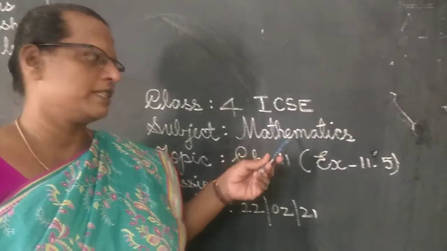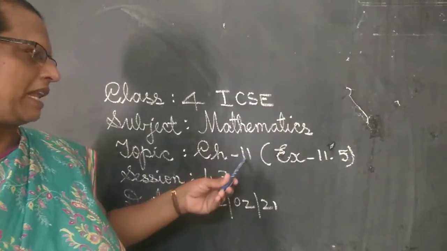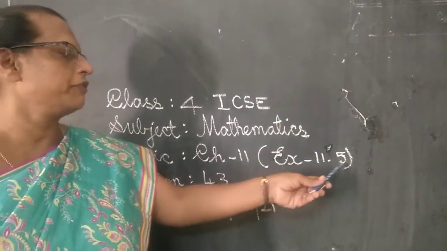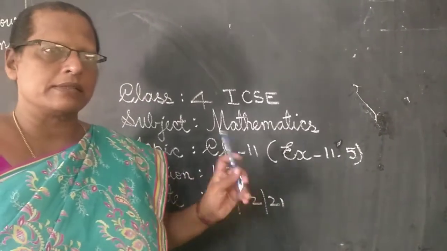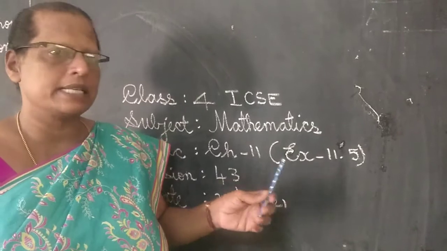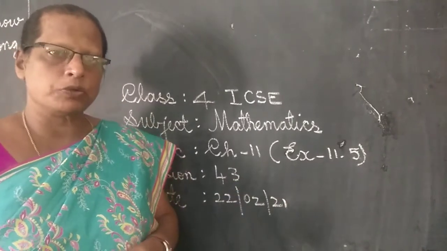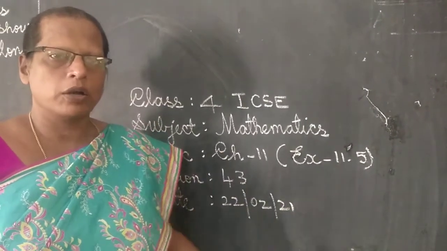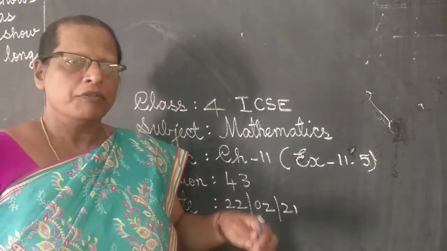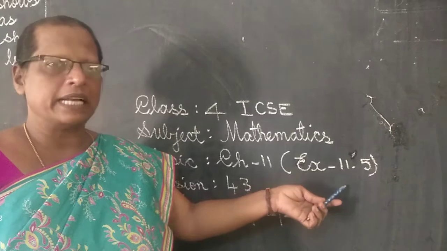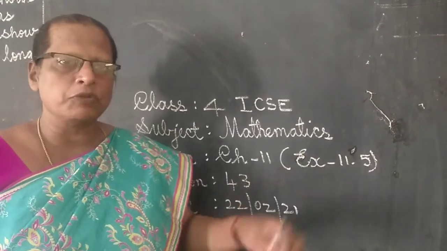Children, today we are going to see mathematics chapter 11, exercise 11.5 and its session 43. In the last Zoom class, Thursday's Zoom class, we learned exercise 11.4 part 2, subtraction, isn't it, children? All of you complete it as soon as I send it to you on WhatsApp. Without completing it, don't write lesson exercise 11.5, so that you will not get confused.